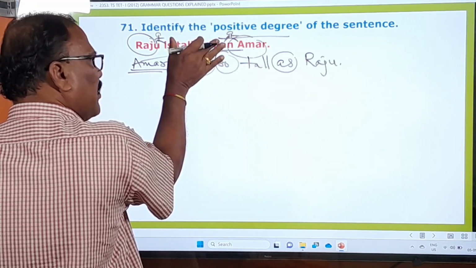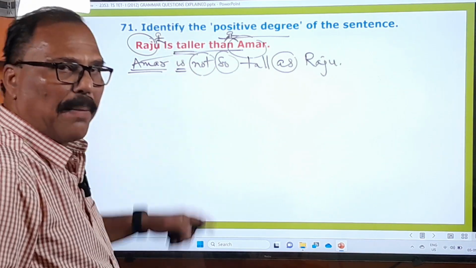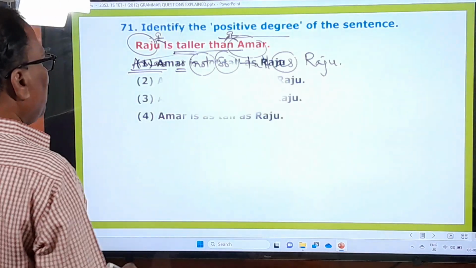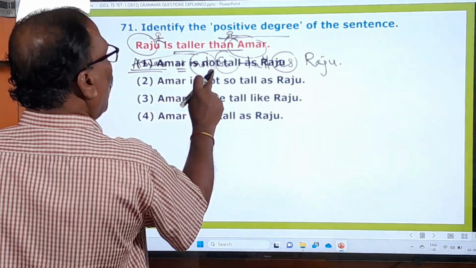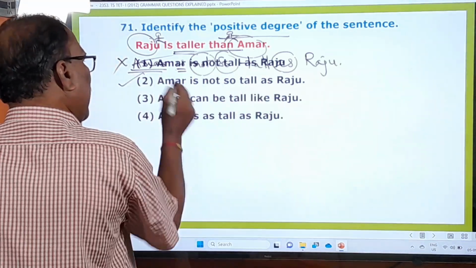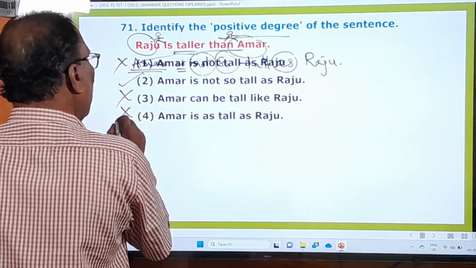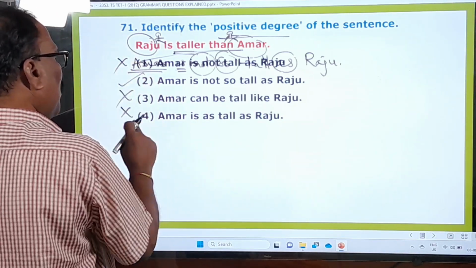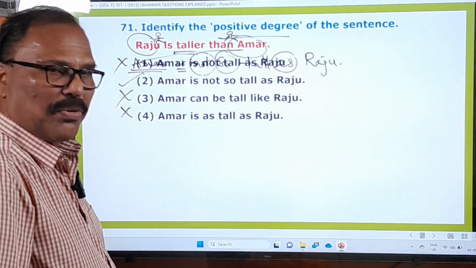Comparative degree sentence. Now let us check our answer with the options given. What are the options given here? "Amar is not tall as Raju." Wrong. "Amar is not so tall as Raju." Correct. "Amar can be tall like Raju." Wrong. "Amar is as tall as Raju." Wrong. So the first, third and fourth ones are wrong. Only the second one is the right one. And now let's go to the next question.